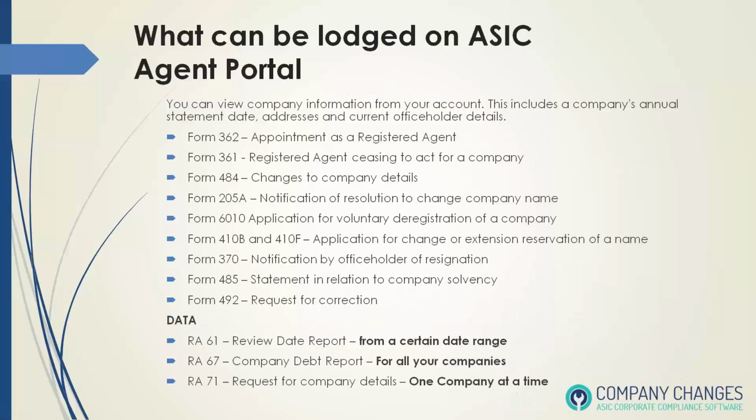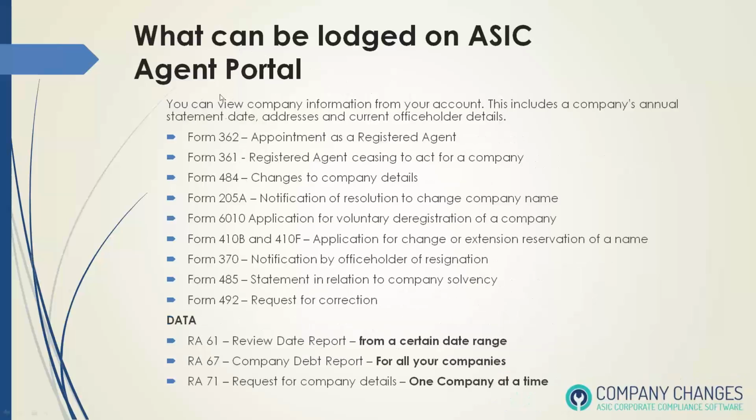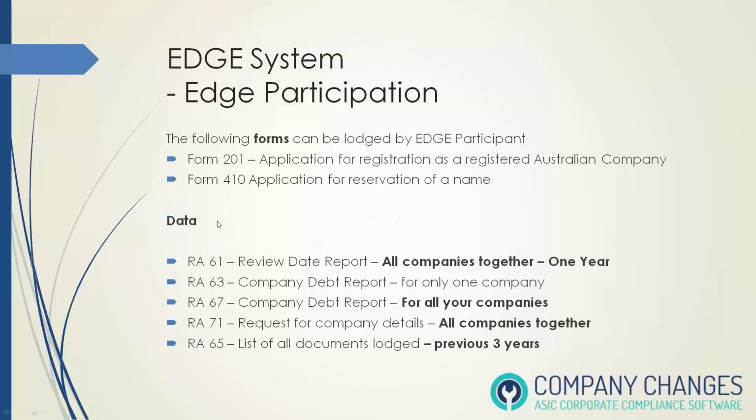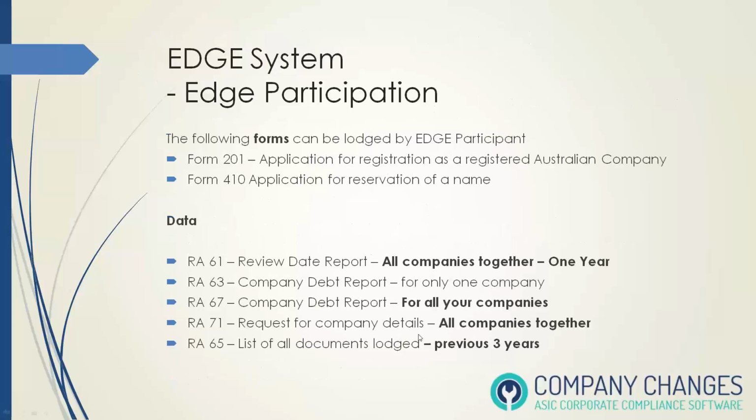So in Edge, a participant can get all of these, plus they get these two. So just to make sure, if you're an Edge participant, you get all of these forms, plus you get Form 201, Form 401, that is application, plus all the data. R61, like I said, you can get only from a date range. Here, you get it for 1 year, so for a whole year, which company is getting launched.